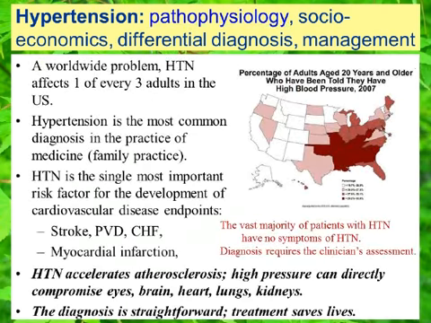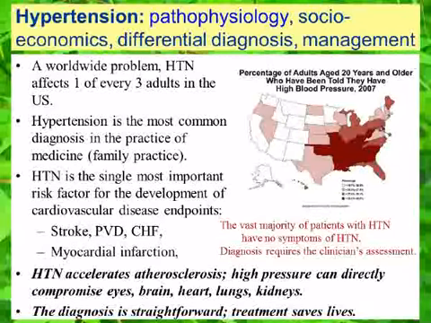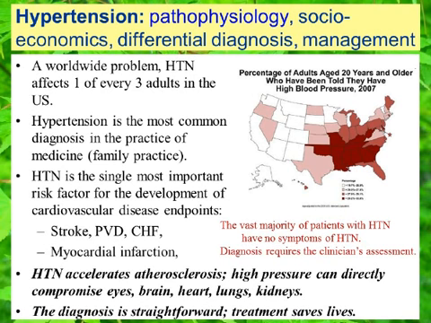Chronic hypertension is a worldwide problem, and hypertension affects 1 of every 3 adults in the United States. Hypertension is the most common diagnosis in the practice of medicine, especially family practice. Hypertension is also the single most important risk factor for the development of cardiovascular disease endpoints, including stroke, peripheral vascular disease, congestive heart failure, and myocardial infarction. Hypertension accelerates the development of atherosclerosis, and high blood pressure can directly compromise the eyes, brain, heart, lungs, and kidneys. The diagnosis, as was reviewed on the previous slide, is straightforward, and treatment, of course, does save lives.